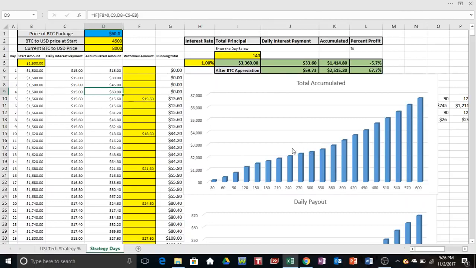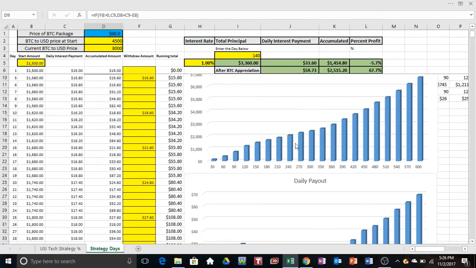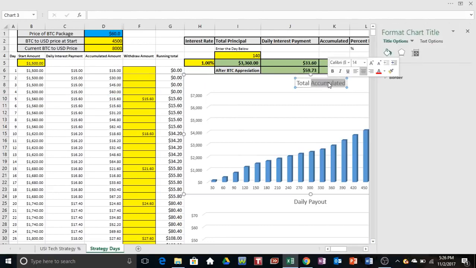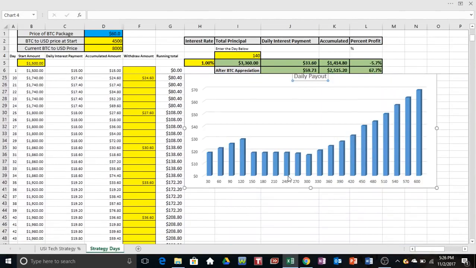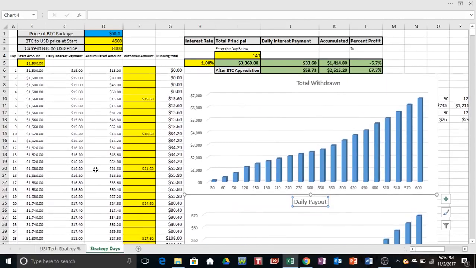and now you can see how the shape of the graph here changed, and here's your total accumulated, or once again I need to change that to withdrawn. I'm going to change that to total withdrawn. Okay, and here's your daily interest payout down here, and you can see after 140 days it drops. But then because you've built up enough, now it continues on and on, pretty much forever, once again, as long as the company sticks around. So that's how you use this calculator right here.